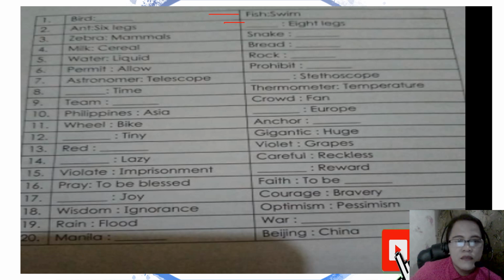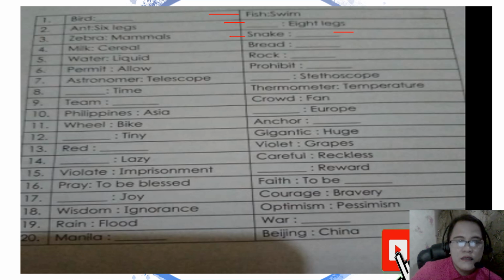Zebra is to mammals. Snake is to, so kung hindi kayo uma-absent sa science subject, alam niyo ang tawag sa snake. Kasi ang zebra ay mammals, considered to be mammals. Bakit? That's your assignment. Number 4.